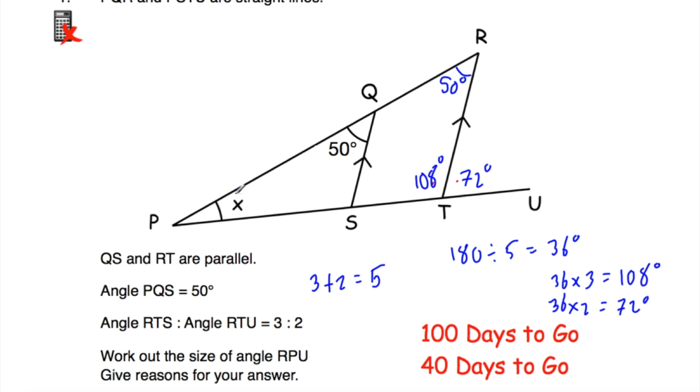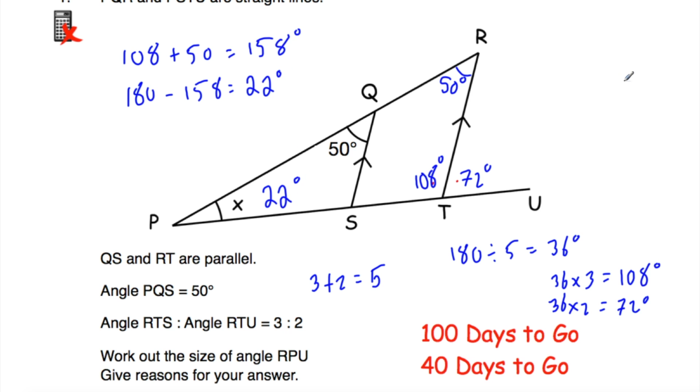Now I've been asked to find the size of this angle. If we have a look here, we've got a large triangle, PRT, so this angle and this angle will add together with X to be 180 degrees. Let's take our 108 and add 50, which is equal to 158 degrees. Then if we take that away from 180, 180 subtract 158 is equal to 22 degrees. So that means that X is 22 degrees. And if you got that, well done.